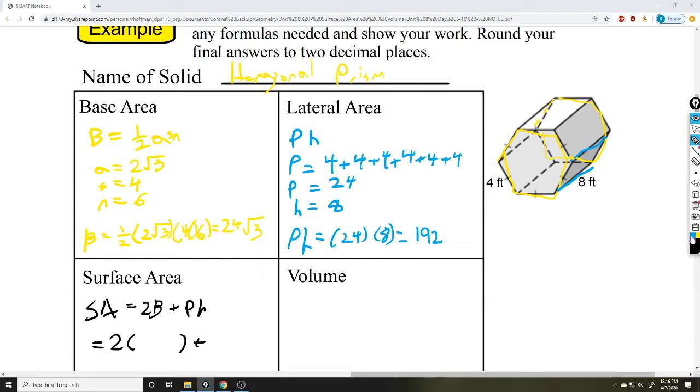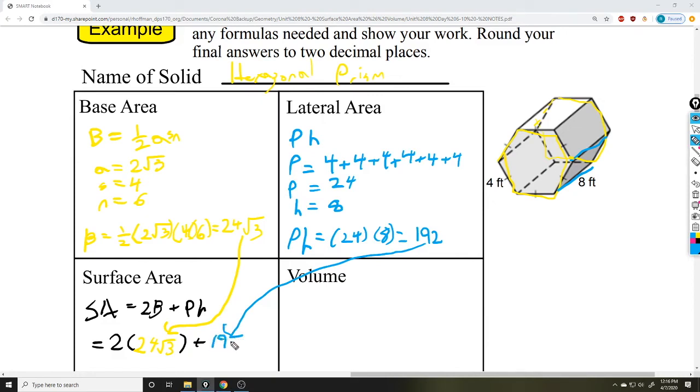It makes the overall formula less intimidating. That means that twice the area of the base, well, the area of the base, we found it up here. So we're going to go ahead and plug it in right there. It's 24 square root of 3, plus perimeter of the base times the height. Oh, perimeter of the base times the height? We did that up here. And so we can just bring this down here. Perimeter of the base times the height, it's 192.